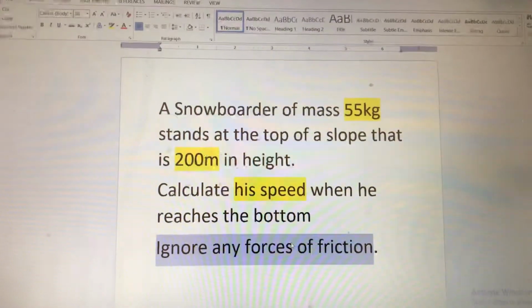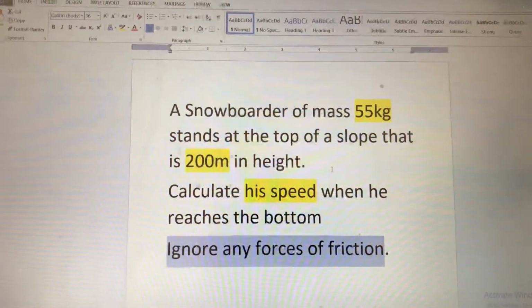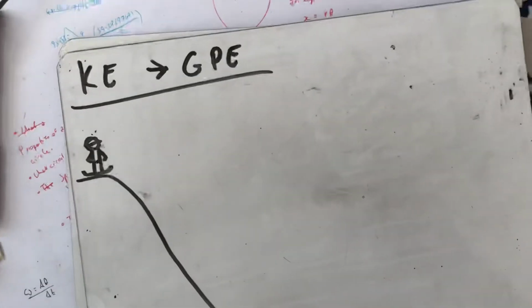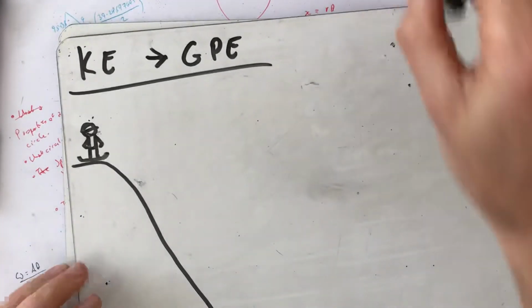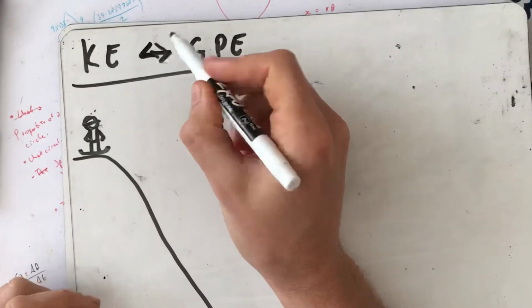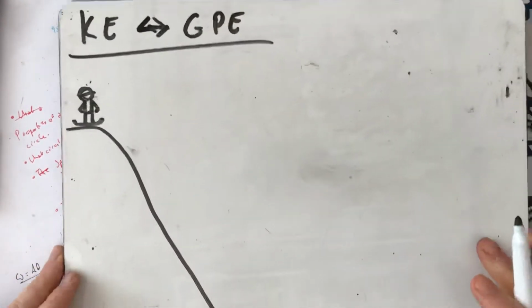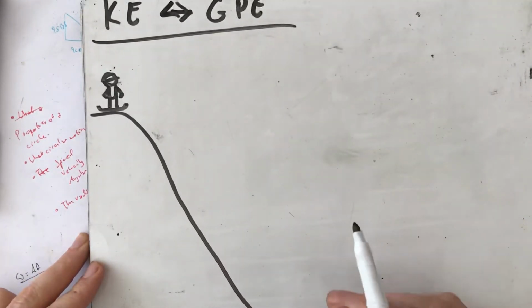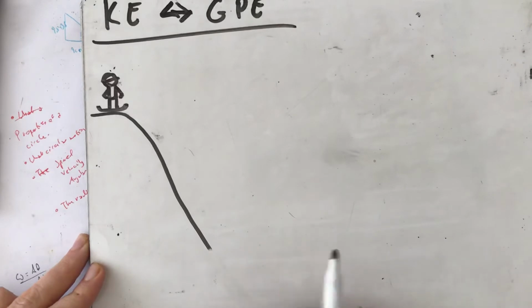So when we're approaching this kind of thing, essentially what we're trying to do is solve a problem. Let's look at how we might do that. This question is about kinetic energy and gravitational energy. I find it very helpful to draw a diagram to help me think about what's going on.